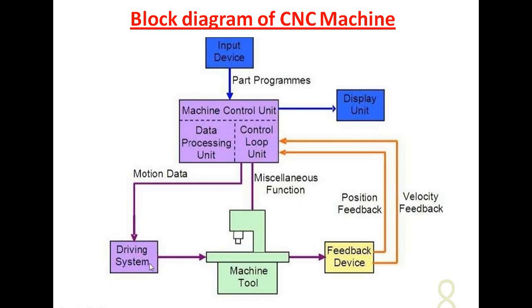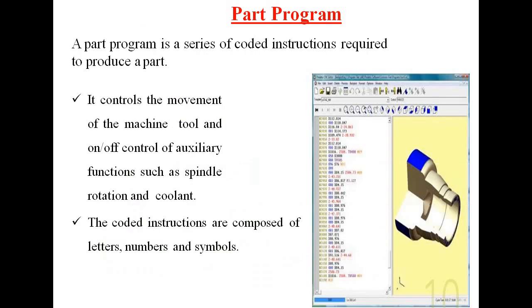Whether it is a hydraulic drive or pneumatic drive, it performs the operation on the job to be manufactured, and the machine gives the feedback again to the machine control unit, and the machine control unit displays the required process. So this is the general block diagram of CNC machine.